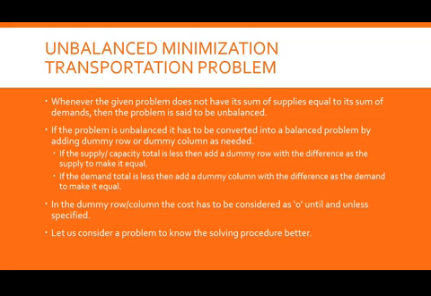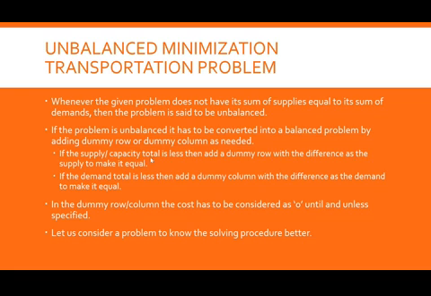So what is the process then? Obviously, when we have an unbalanced problem, we will have to bring it to standard form. Only then the solution methods can be applied. So we will have to convert this unbalanced problem into a balanced problem. If the problem is unbalanced, it has to be converted into a balanced problem by adding a dummy row or dummy column as needed. So when do we add a dummy row or when do we add a dummy column? We will just have a look.